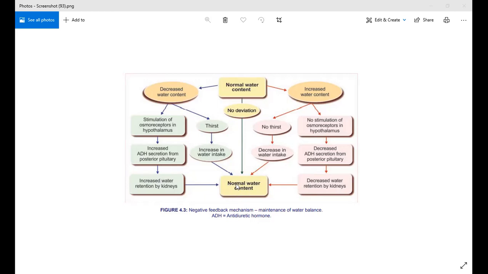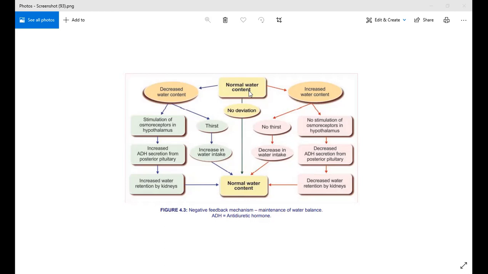Now, once we have this normal water content, we need to stop the release of antidiuretic hormone. We need to stop it, because if you don't stop it, even though you now have a normal water content, your body will still be removing water from your urine into your blood. So you will now have excess water in your blood if you don't stop the antidiuretic hormone. So you have to stop antidiuretic hormone, and that is why it is called a negative feedback. So now you have the normal water content here.